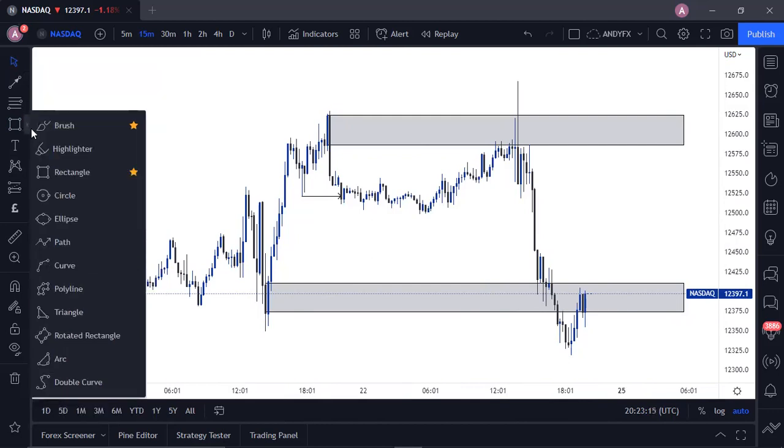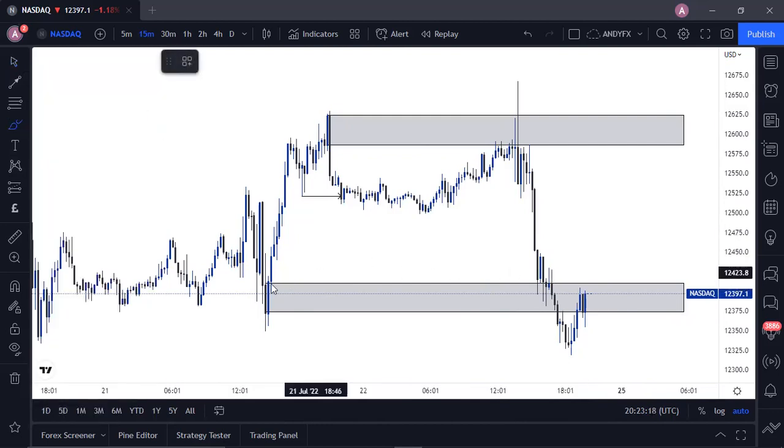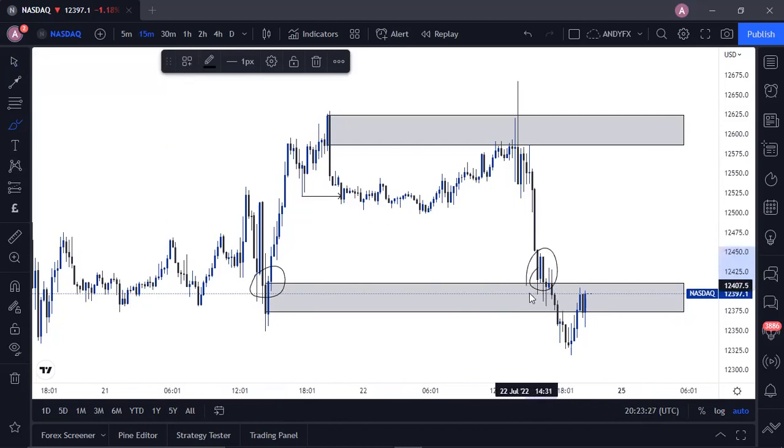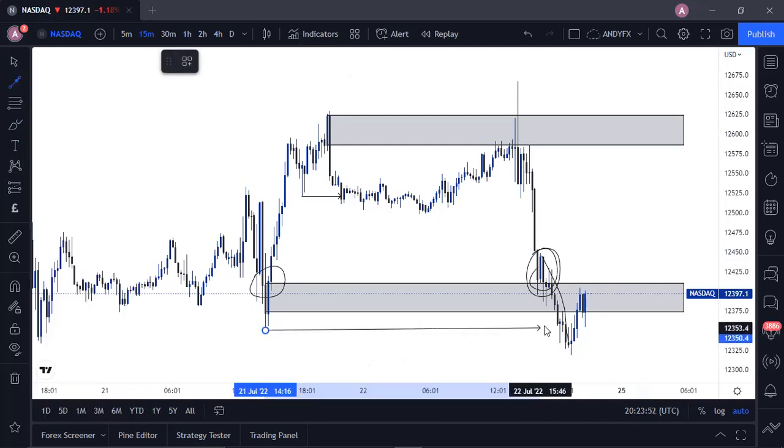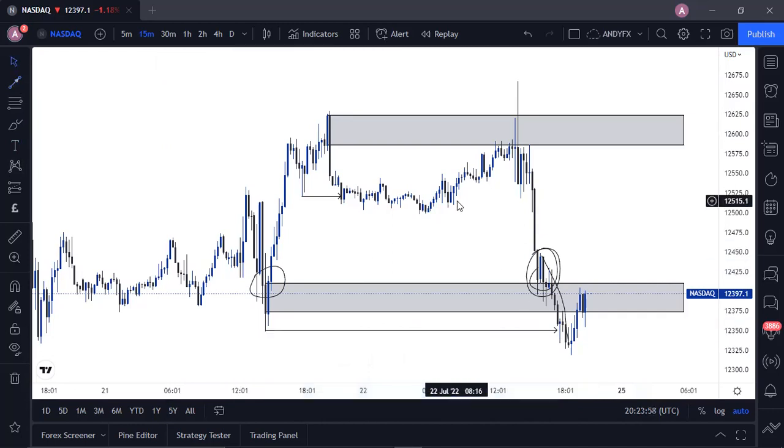If you can see here, when the market reached our bullish OB, our point of interest, look how the market reacted. It tried to respect this area, but it failed. I'm on M15. When it failed, it broke below. It broke our structure. So we had a break of structure here.